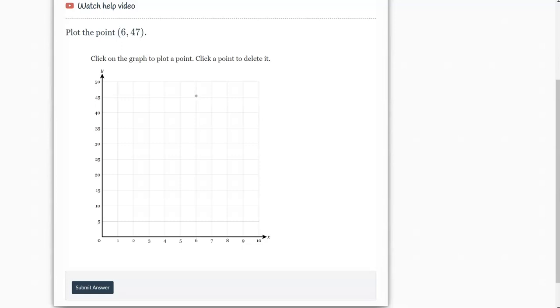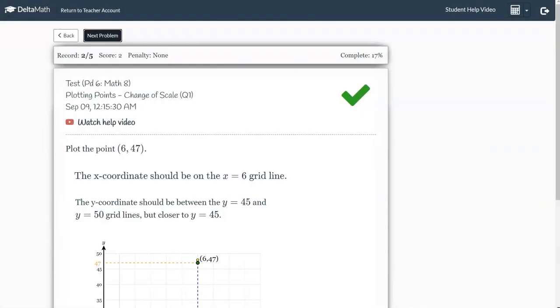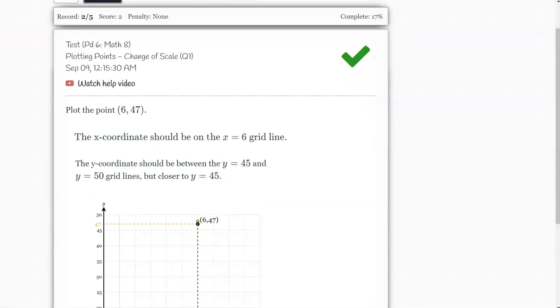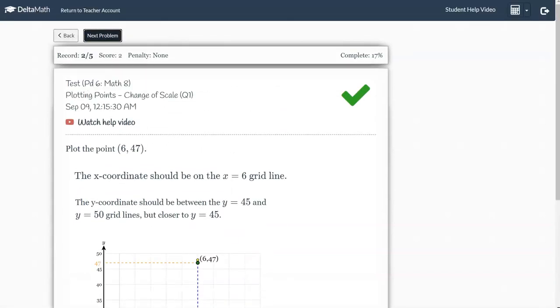So it's 45, 46, maybe 47. I'll click here. Let's see how I did. When I estimate, okay, not too bad. You see how the yellow one is what I did, but the green one is the correct location. So my estimate was pretty good.